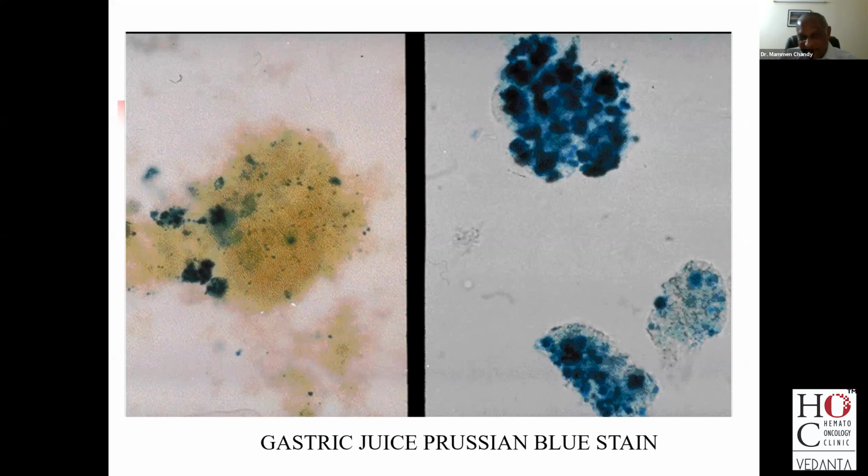So how will you confirm the diagnosis? Very simple. Early morning gastric juice, stain it for iron. This is what we found: loaded with iron-laden macrophages. Diagnosis: pulmonary hemosiderosis. Right? This kid is now 22 years old.